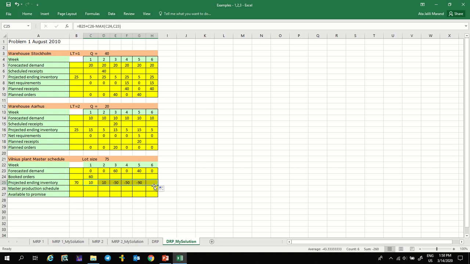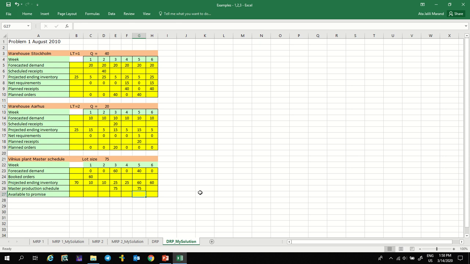And in a similar way, I can calculate the ending inventory for the other weeks. Based on this ending inventory, I can see that I have a negative ending inventory in week 3. So I am going to schedule a production here, and the lot size can be equal to 75. So I will put a 75 here. And then again in week 5, I can see that the projected ending inventory is negative, so I will schedule another production batch of 75 for week 5.